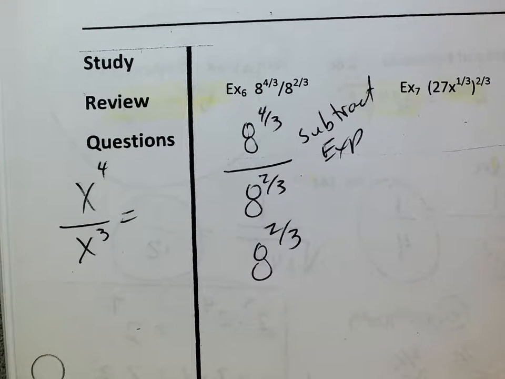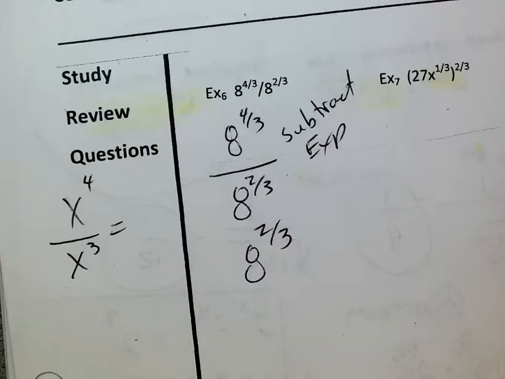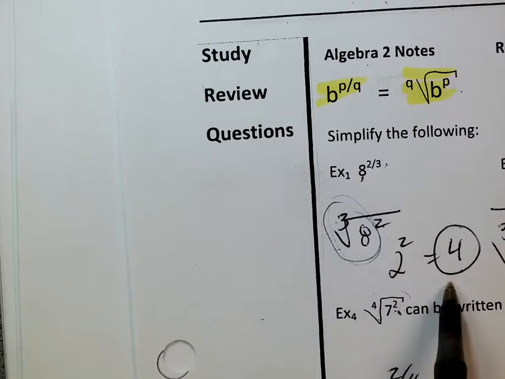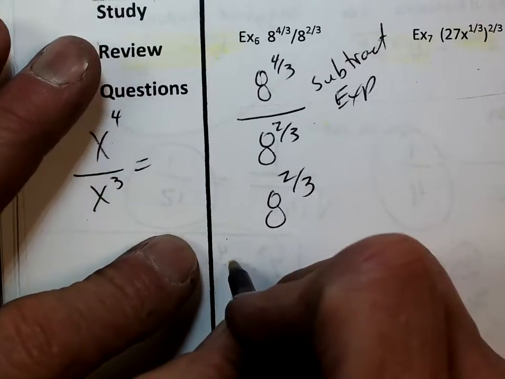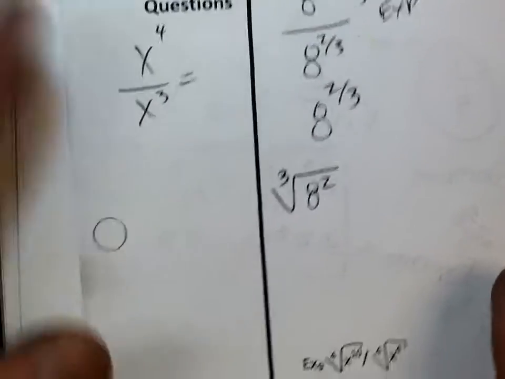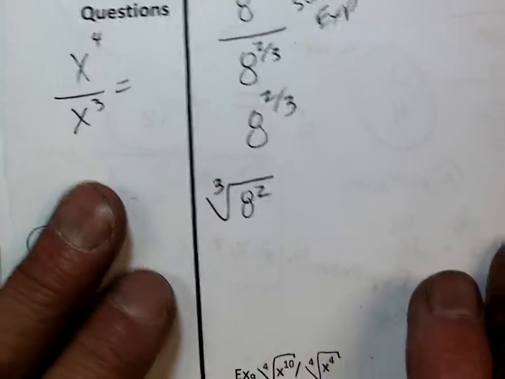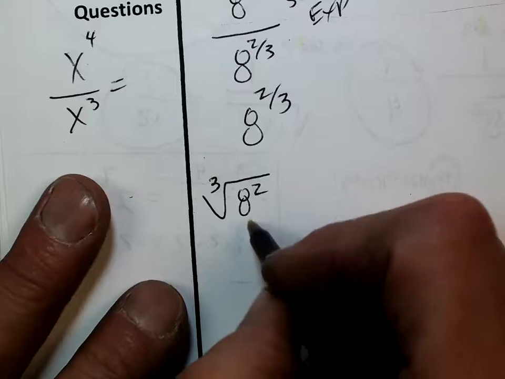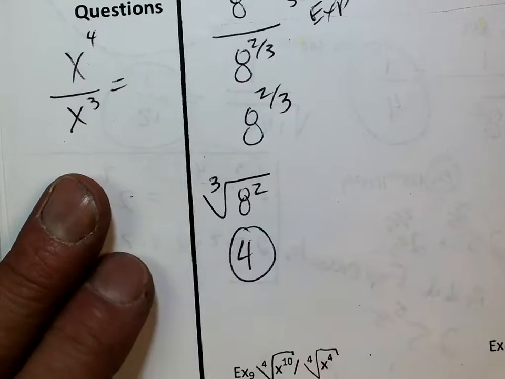Now that made sense, but I think there's more we can do. If I flip the page real quickly, we said that 8 to the 2/3 was 4, didn't we? So we can take it a little further. 8 to the 2/3 would be the same thing as the cube root of 8 squared, right? And we just did this one, which the cube root of 8 squared is really going to be the same thing as 4, okay?